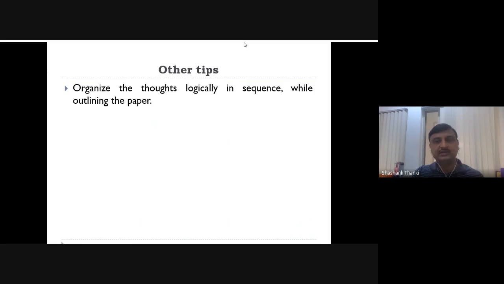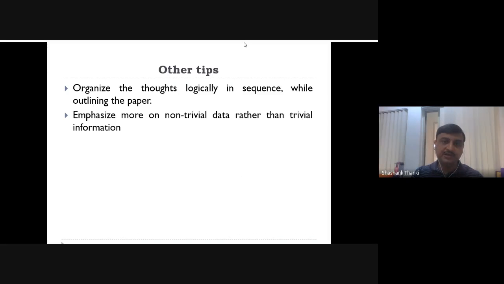Tips: organize the thoughts logically in sequence. That is, flow is very important. Emphasize more on non-trivial data rather than trivial information. Small information you should not emphasize more. Something critical, something crucial, something very significant, you should emphasize more on that.